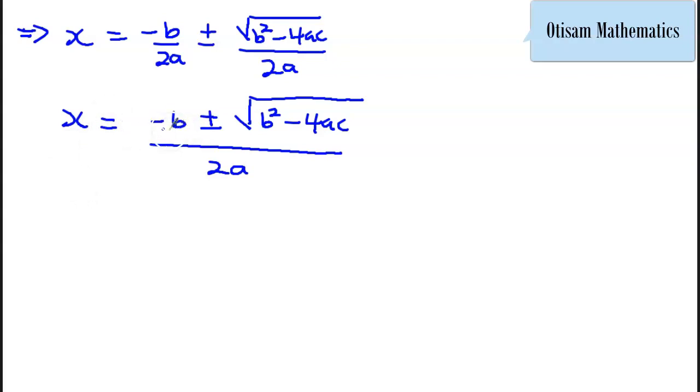So when the quadratic equation is given to you, you just find your a, you find your b, you find your c. And when you compare it with the general quadratic equation, you then substitute them here to get your values. So let's see some of the examples.